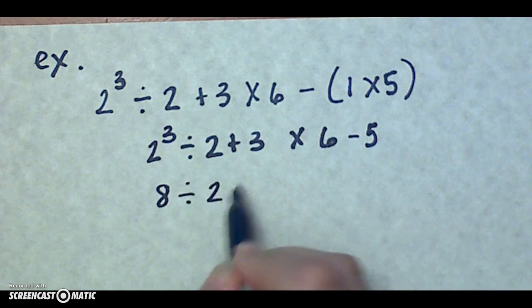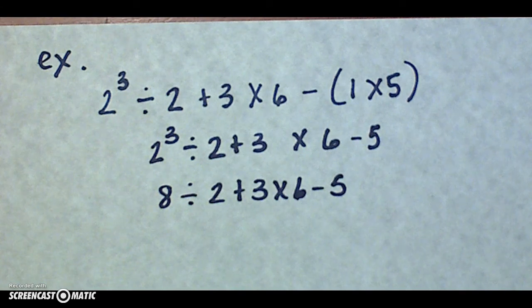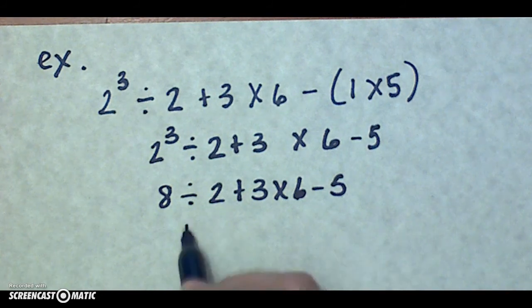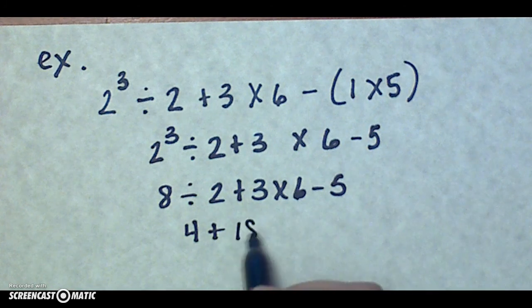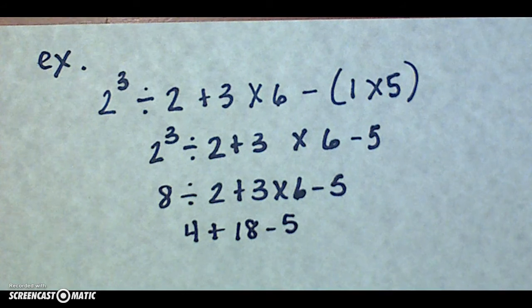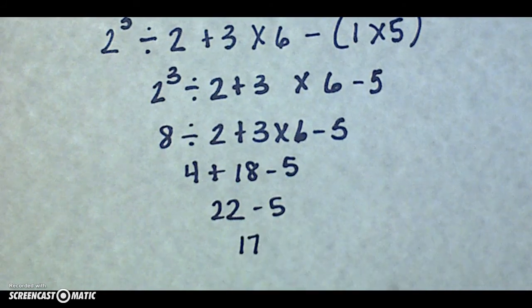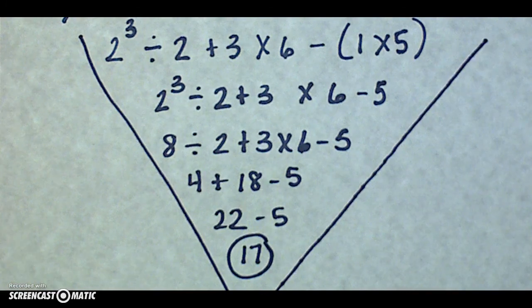Then I would bring everything down. Next, I have to do any multiplication or division in order from left to right. So the first division I see is 8 divided by 2. 8 divided by 2 is 4. Plus 3 times 6, which is 18, minus 5. Fourth step is add and subtract in order from left to right. First, I see addition, 4 plus 18. 4 plus 18 is 22, minus 5. 22 minus 5 is 17. And that's my final answer. Notice the taco chip. Okay, looks like a big taco chip.